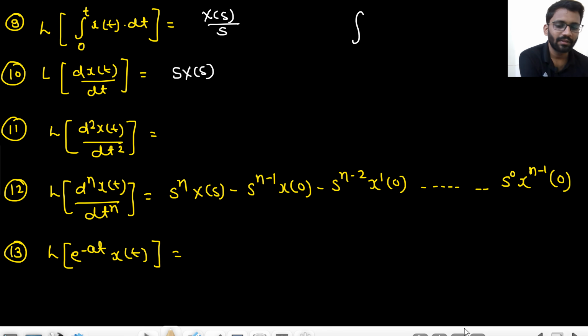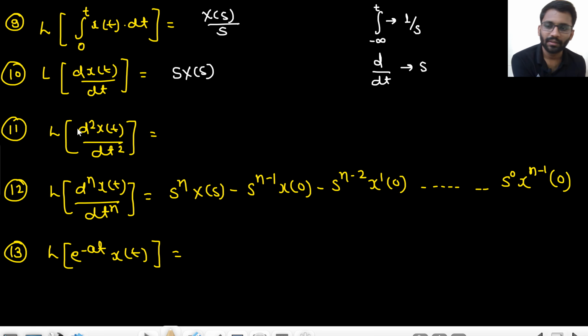Mark the thing that it should be from some value, let's just assume minus infinity, to some value t. Okay, the integration should be like this, and d by dt will bring s. Okay, now d square by dt square will be s square X(s) minus s x(0) minus x dash (0). Or I should write small x here, because x(0) means x at t equals 0.